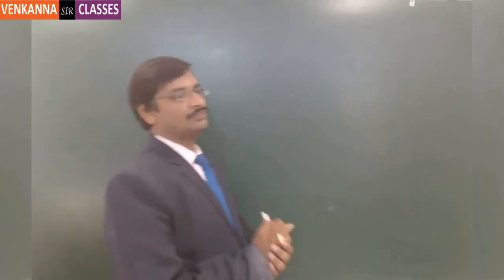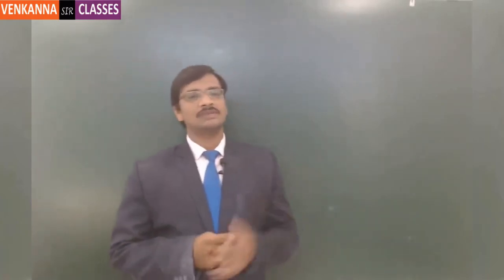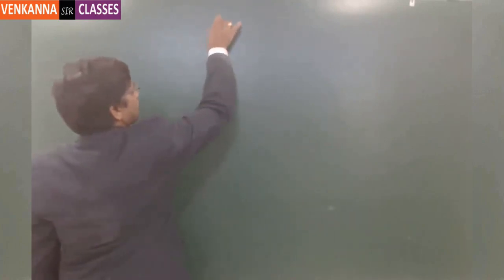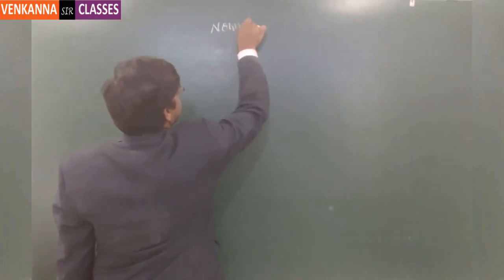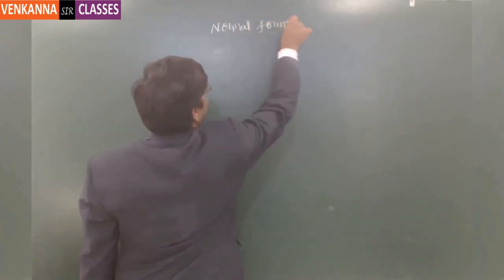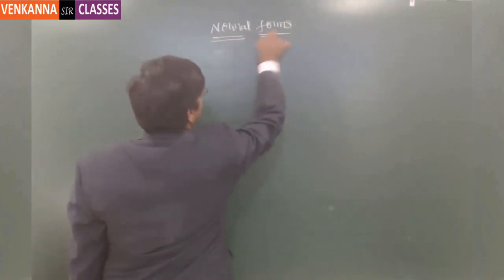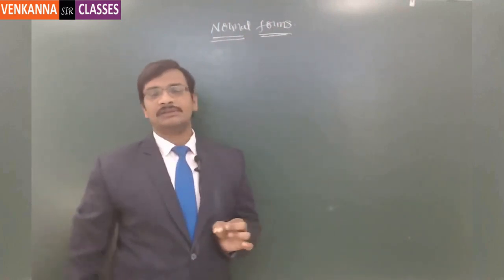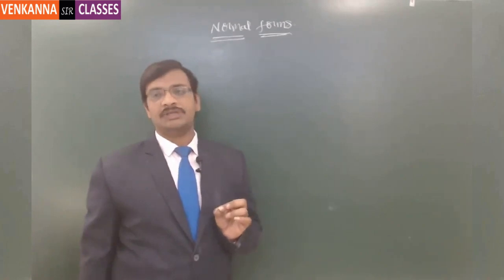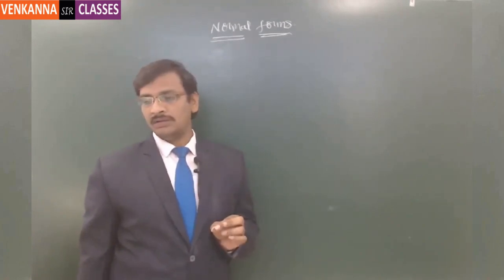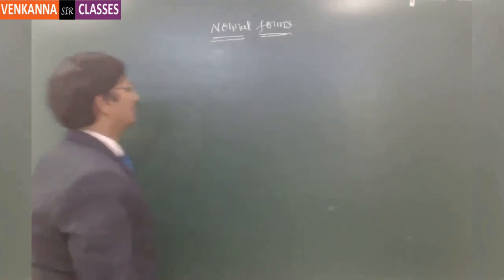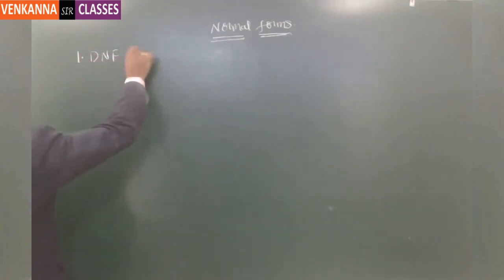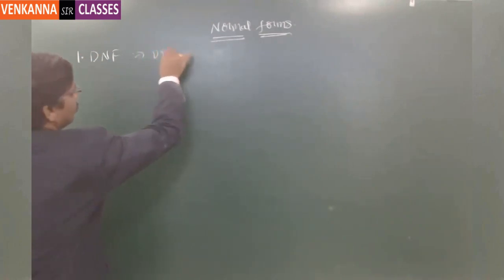So normal form. There are actually two different kinds of normal forms. Let me explain this and then we can proceed to the next one. A normal form is expressing the Boolean expression, which is the output required, in two different forms. One is DNF format. DNF means disjunctive normal form.